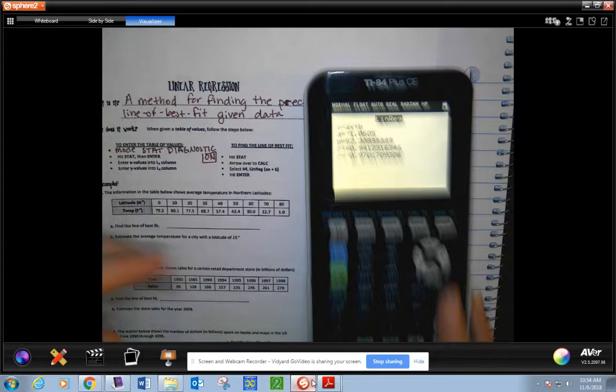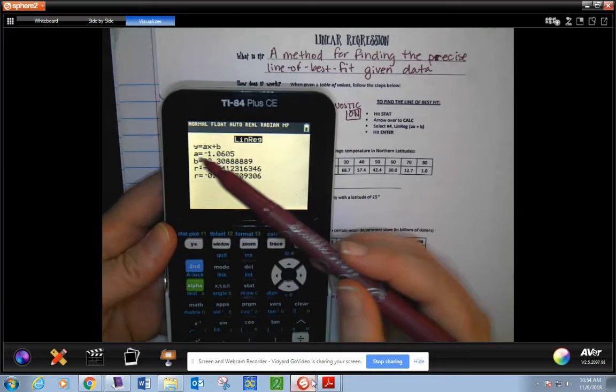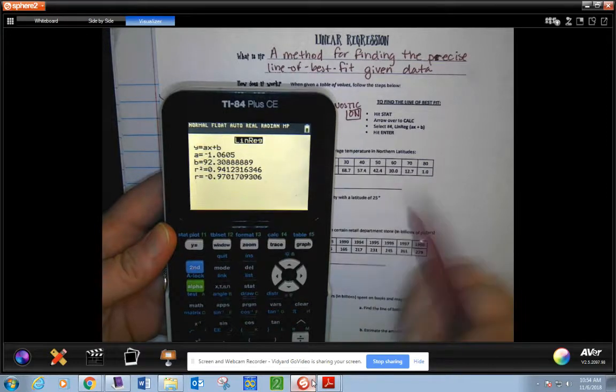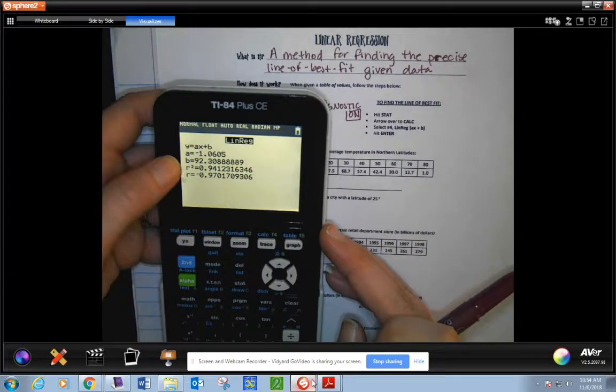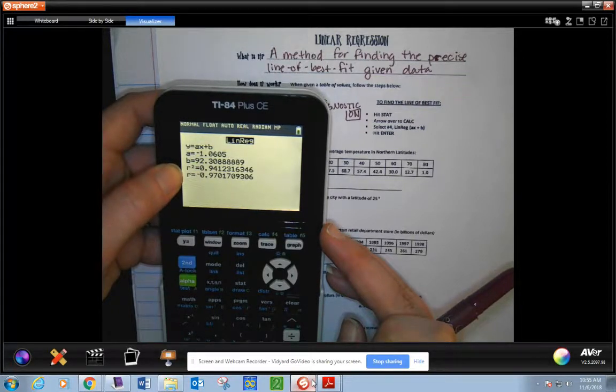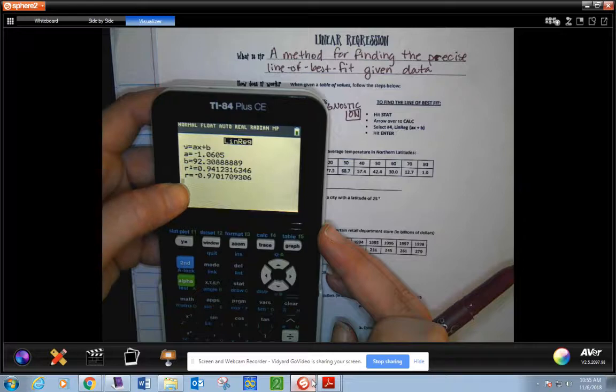That's okay. And if you notice, it says y equals ax plus b. That looks very similar to our mx plus b. So a in the calculator stands for slope, and b is your y-intercept still. Now, this r squared we're not going to use, but we are going to look at r.